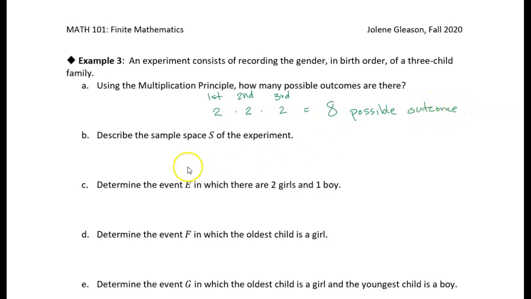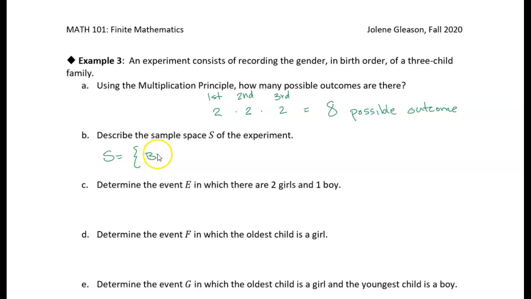All right. Which brings us to the next question, which is to describe the sample space of this experiment. So we're going to describe the sample space in roster notation. I'm going to put curly brackets around it because the sample space is a set. And I'm going to just list all the possible outcomes of this experiment, right? We can use B for boy and G for girl.